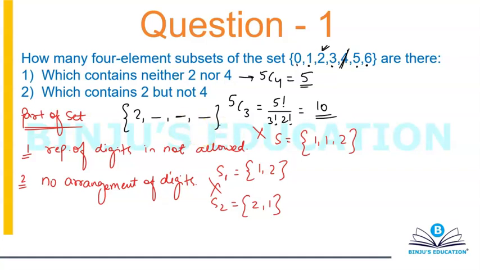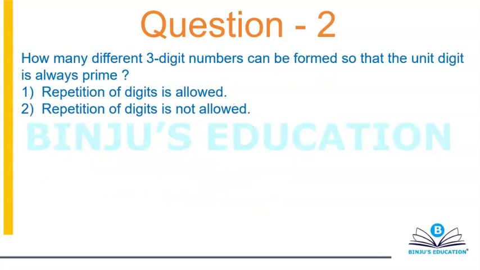Alright, let's move on to question number 2. Pause the video and try this question, please. Okay, another question with a condition. I hope you guys are able to solve this question. It's a pretty straightforward one. How many different 3-digit numbers can be formed so that the unit digit is always prime? First, repetition is allowed; second, repetition is not allowed.